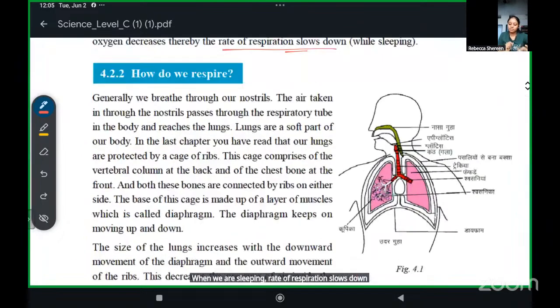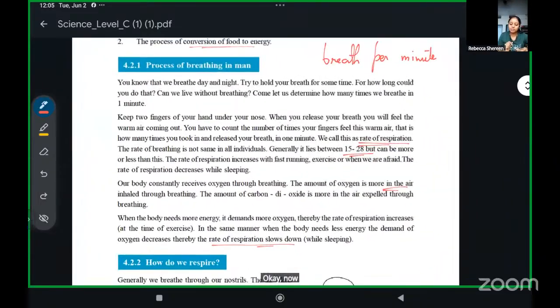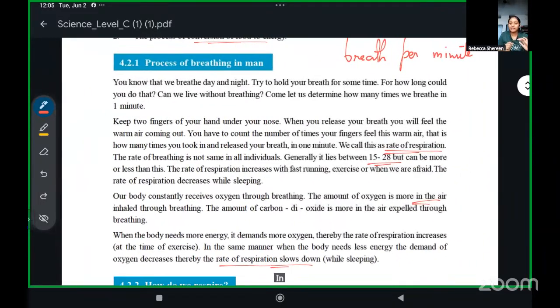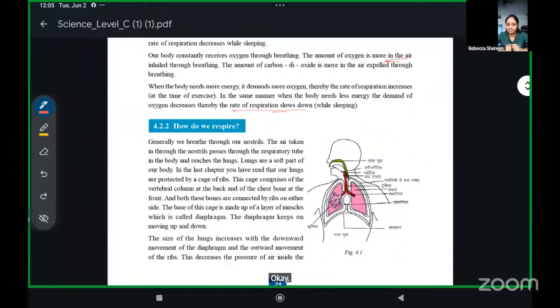Okay, now any doubt in inhalation, exhalation, rate of respiration? Any doubt in this till now? That's really good. Okay.